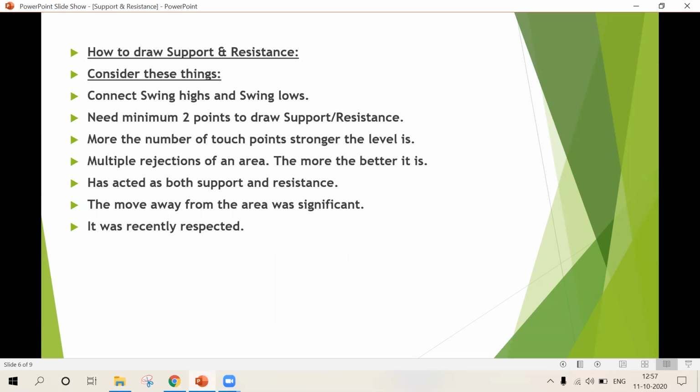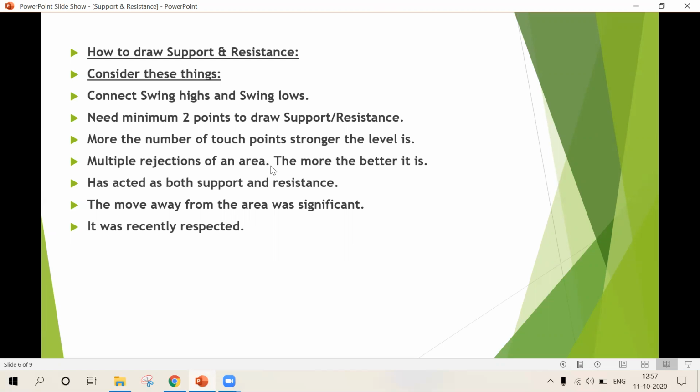While drawing support and resistances, you need a minimum of 2 touch points, but support and resistance drawn with 2 or 3 touch points is weaker than support and resistance drawn with 5 or 10 touch points. So you need more touch points to make the level stronger. The more touch points, the stronger the level is.